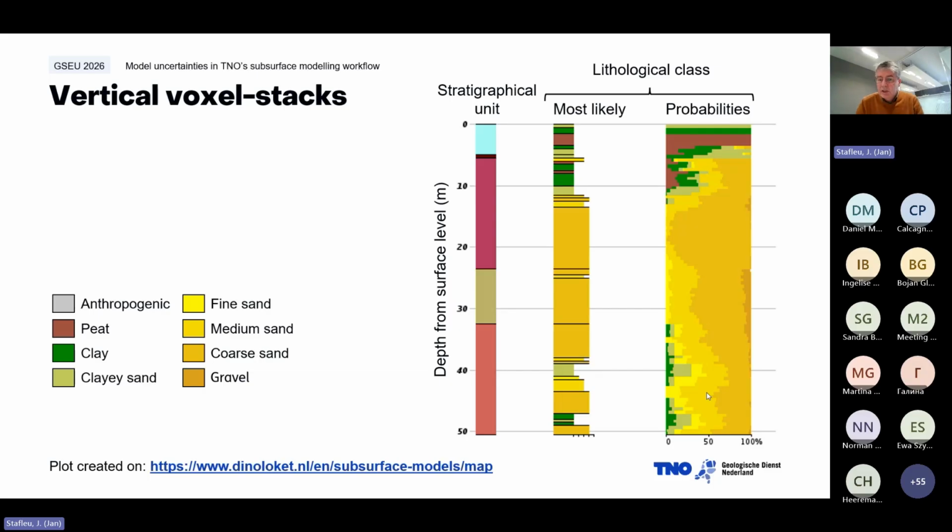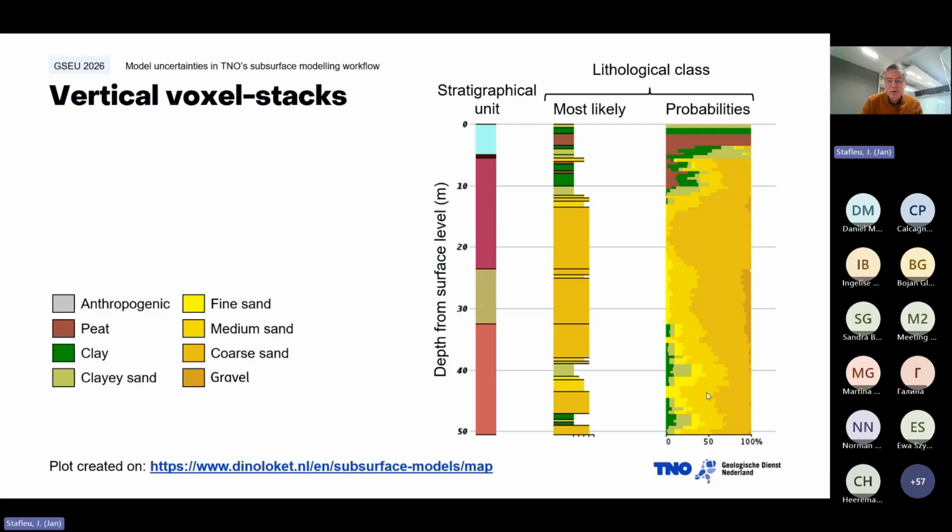You can still do this in one dimension, in a vertical voxel stack. So at a single location, we look at all the voxels that are stacked on top of each other at that location. We have a nice most likely outcome, and to the right we see bar graphs of the probabilities. For instance, at 20 meters depth, we see there's a lot of coarse sand, that's the dark yellow, and hardly any other lithologies, so the model uncertainty is low. And at the bottom, close to the 50 meters bottom of the model itself, we see clay, clayey sand, fine-grained sand, coarse sand. So there the model is very uncertain what the true lithological class should be.